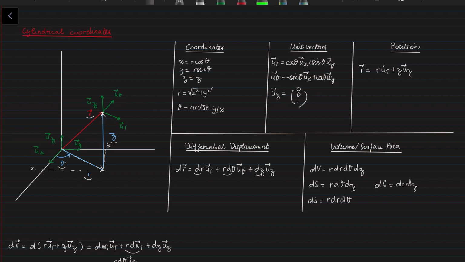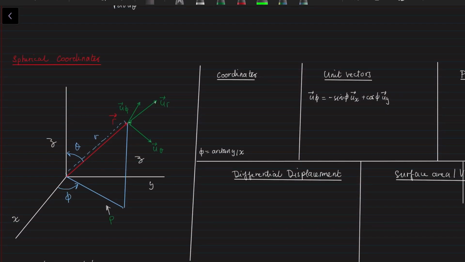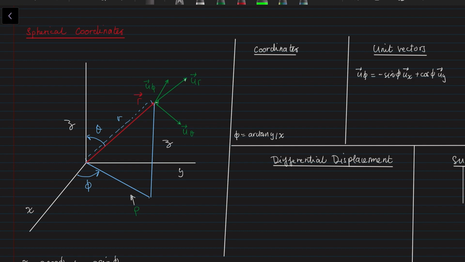So now we're ready to move on to the final coordinate system, which is going to be spherical coordinates. I've drawn the little setup over there. Spherical coordinates is probably the trickiest coordinate system to deal with because the math is a bit more involved, but we'll get through it together. So as usual, I have my x, y, and z axes.